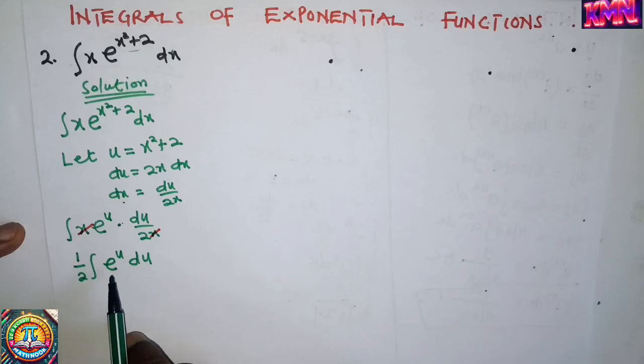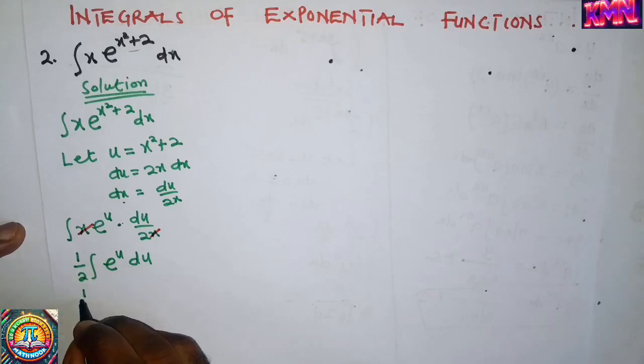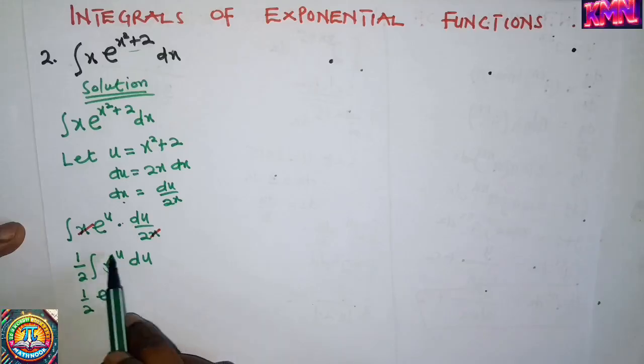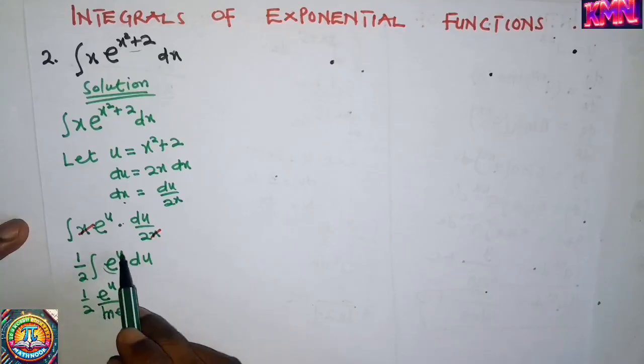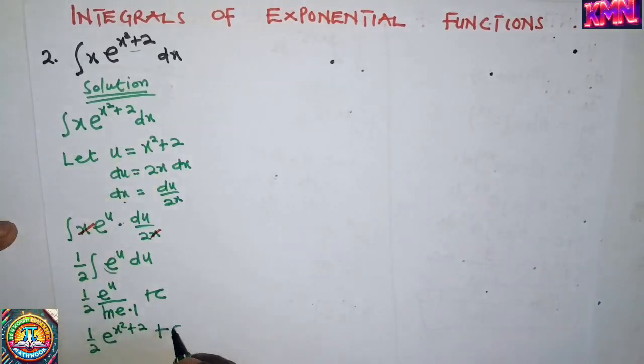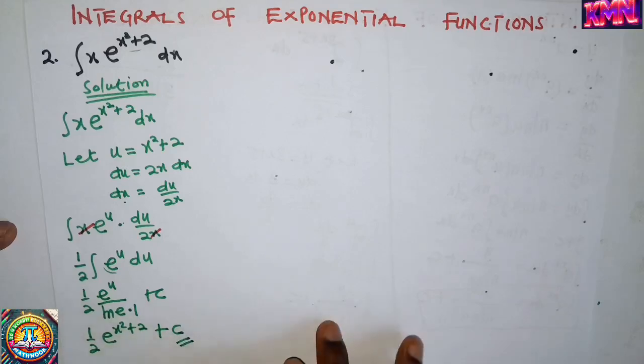And this is now an exponential function. We learned that to integrate an exponential function, let's write our half. You have to repeat the function, so e^u. You divide by ln of the base. Then we differentiate the exponent. This will give us 1, plus c. We are going to get half e^u, u is now this, x squared plus 2, plus c. And that will be the solution.